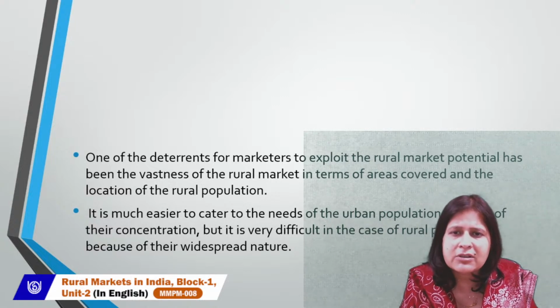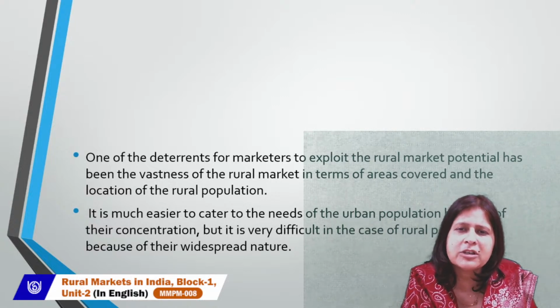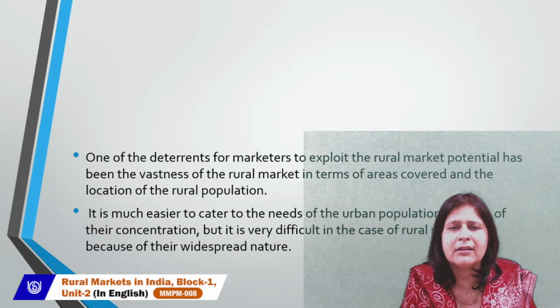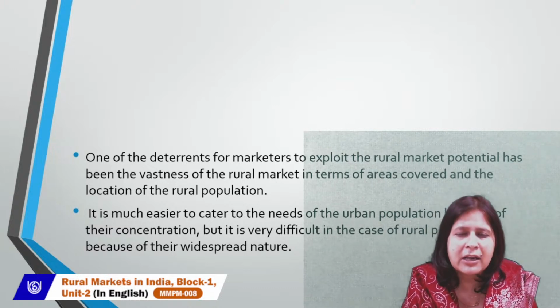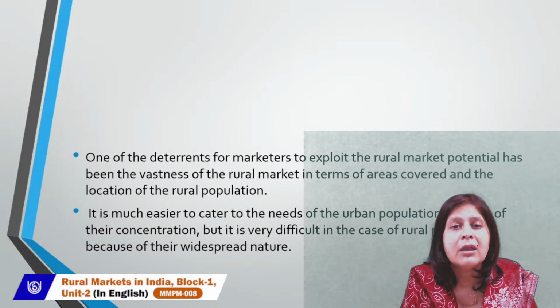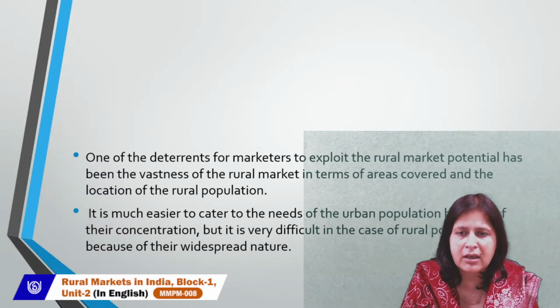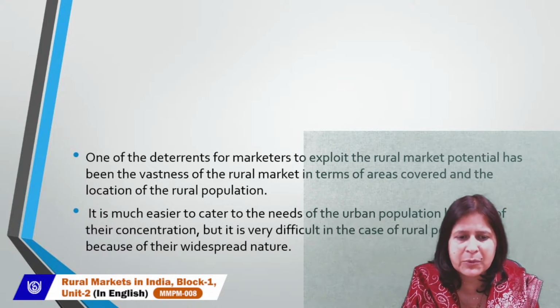Right? It is easy because in urban areas, as we all know, population density is more and they are concentrated. It is easier for the marketer to market their produce or to reach the customer or potential customer. It is easier in urban areas, and the vastness of the rural areas and geographical scatteredness is another reason which creates a problem for the marketers, and then it becomes difficult to reach the rural population because of the widespread nature of rural areas.